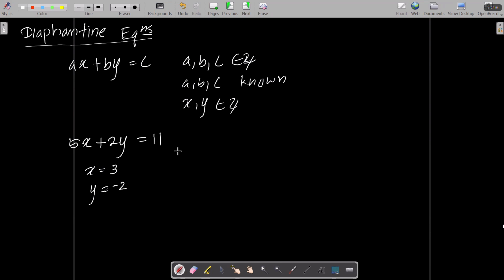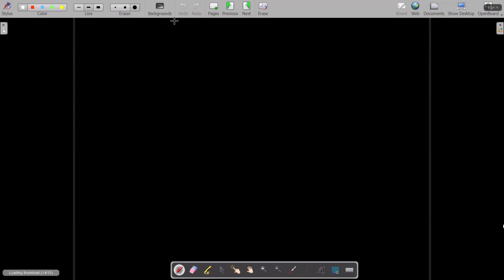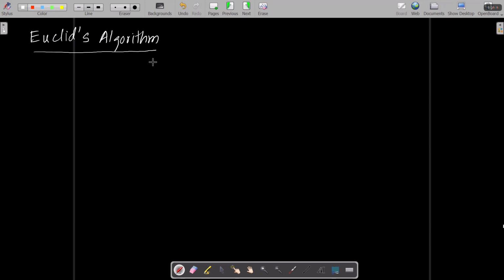Okay, so this is a linear Diophantine equation, and we are going to try to solve it. How we are going to solve it is using Euclid's algorithm. This is an algorithm you use most of the time. Euclid's algorithm. Now, do you know about greatest common divisor and least common multiple?